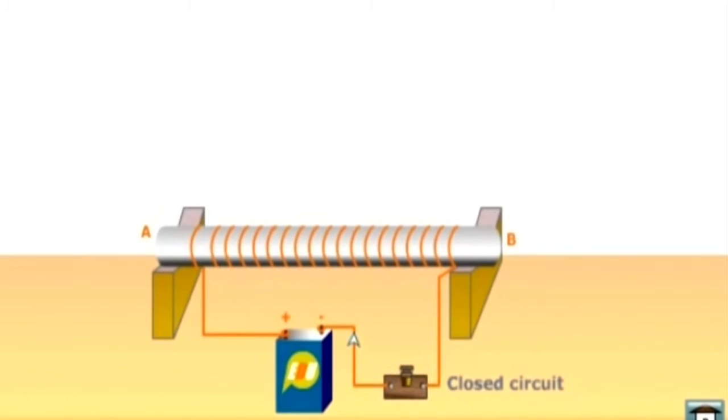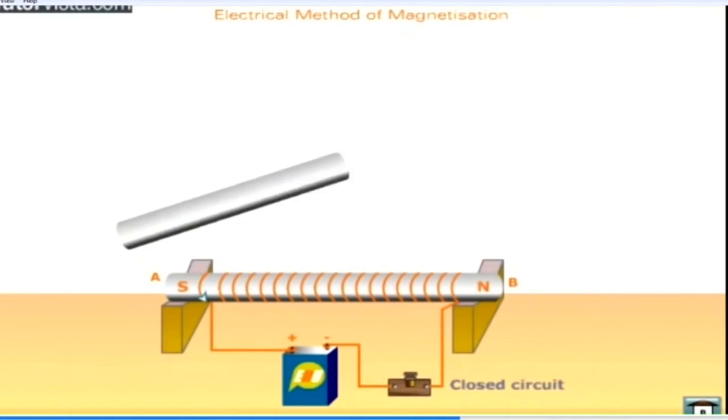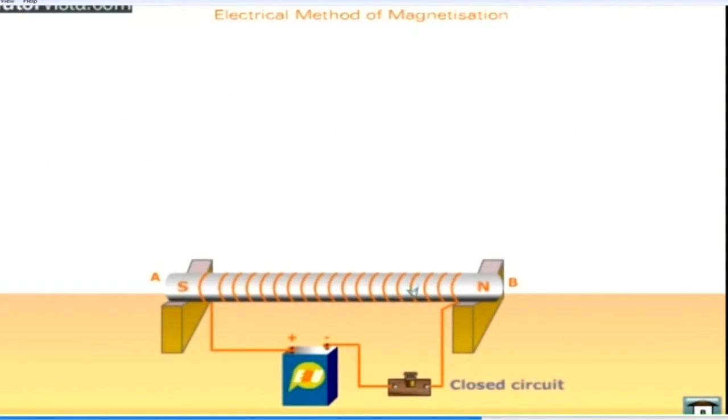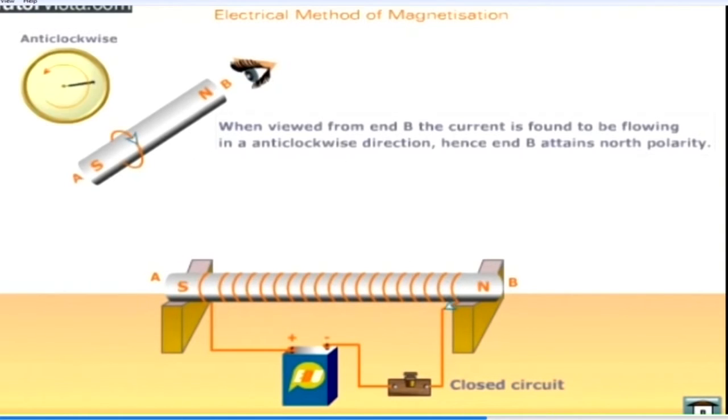So the first end, A, acquires the south pole. The other end acquires the north pole. So if you observe from end A, it is the south pole. When viewed from end A, as we can see there, we acquire the south pole, and when viewed from end B, the current is found to be flowing in anti-clockwise direction, and therefore B attains a north polarity. Now the anti-clockwise direction becomes the north, and the clockwise direction becomes the south, depending on where you observe from. So that one is determined by the flow of the current.